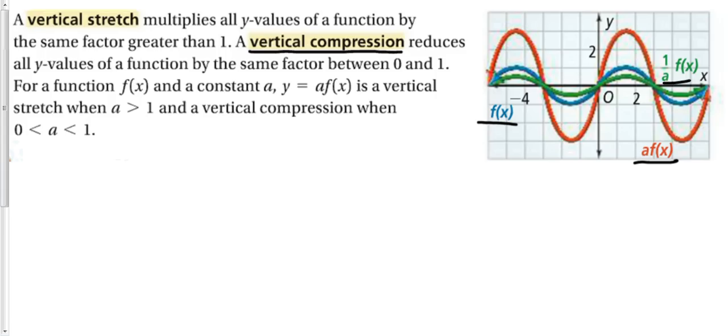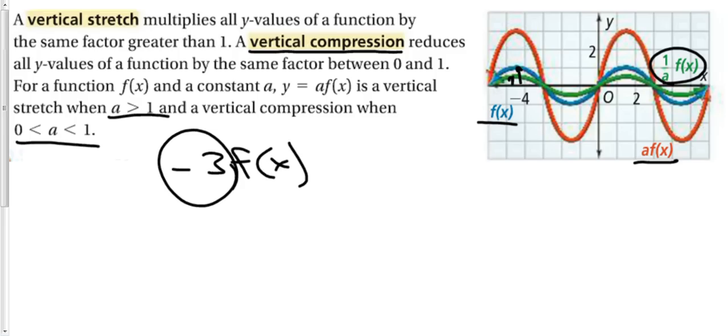Okay, if we look at the green function, we've multiplied it by a number between 0 and 1, some sort of fraction. So what we would do here is we have our original function here. We are pushing it closer to the x-axis. Instead of pulling it away from the x-axis, you push it closer to the x-axis. Okay? So a is going to be bigger than 1 for a stretch. a is going to be in between 0 and 1 for a compression. Don't mistake that with a negative number.